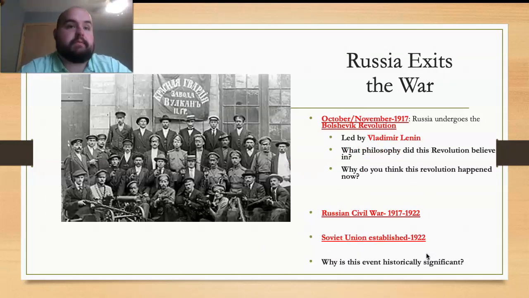One other major thing I want to focus on is the Russian exit from the war. The war did not go very well for the Russian Empire, so by October through November of 1917, Russia had gone through the infamous Bolshevik Revolution. This was led by the Marxist revolutionary Vladimir Lenin. Now, does anyone know what philosophy this revolution believed in?